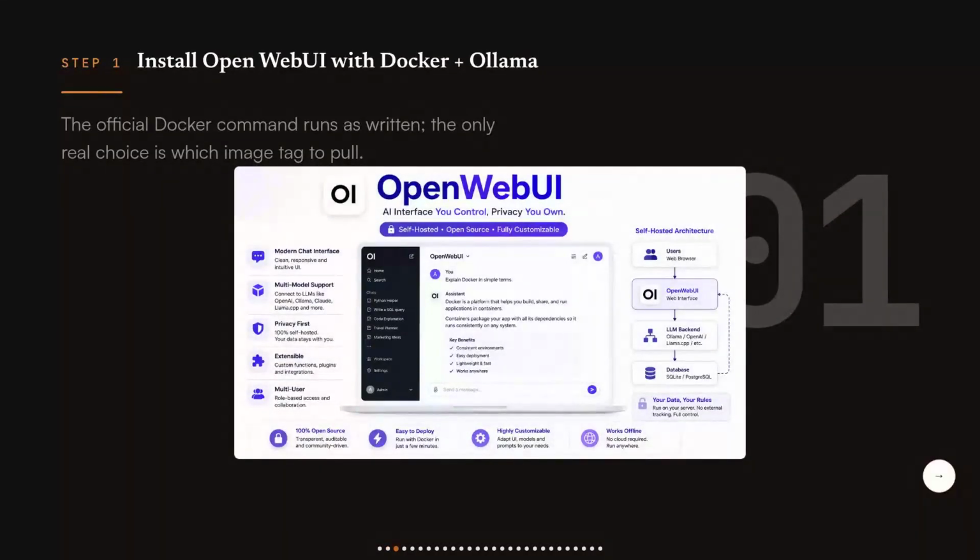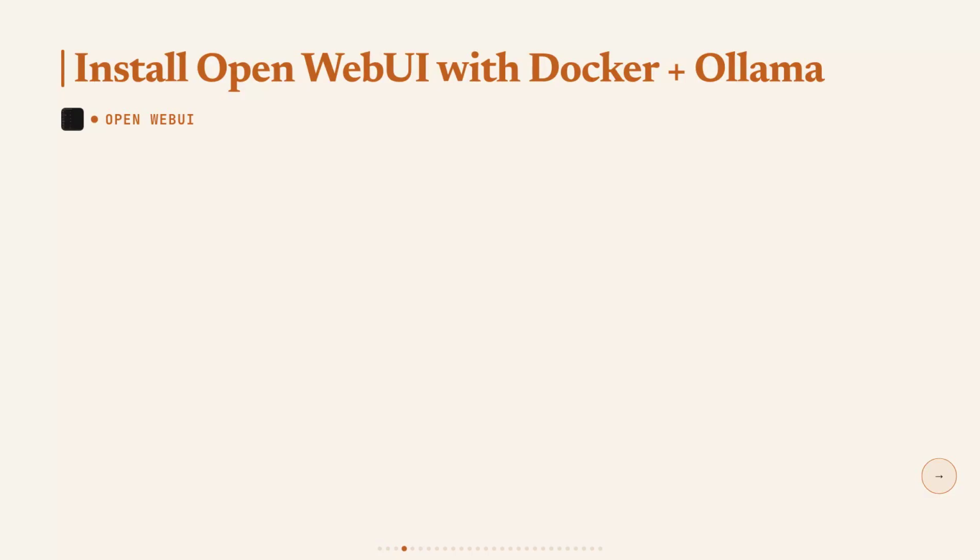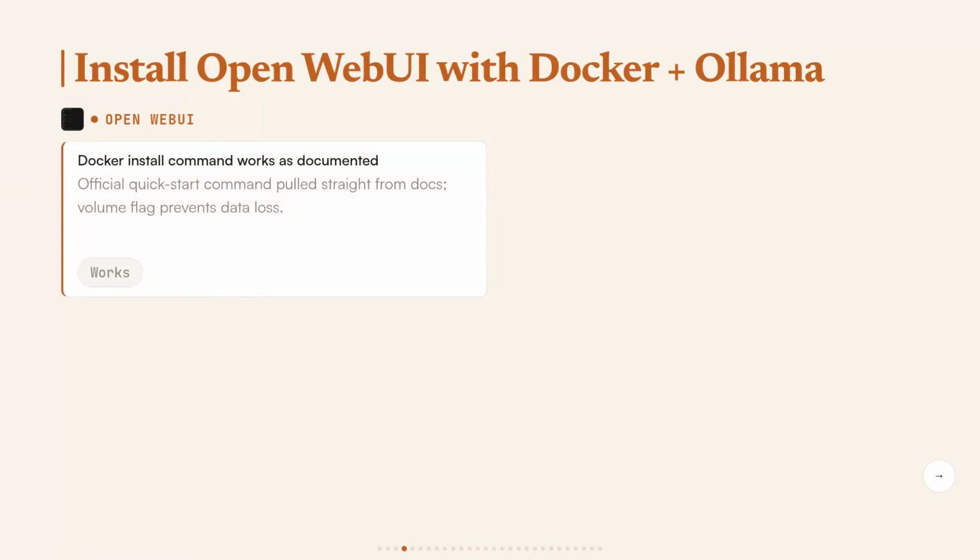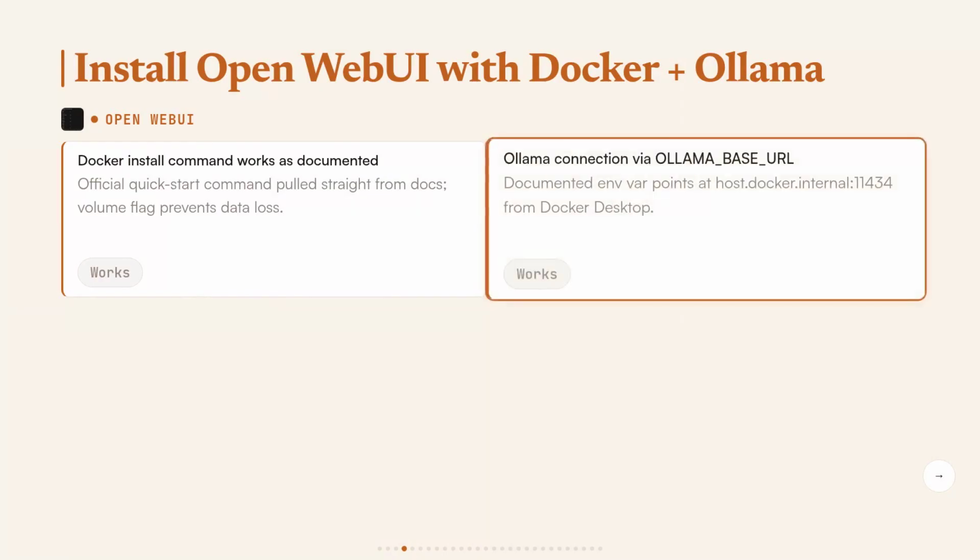According to official docs, the basic install is one line. Pull the image, mount a persistent volume, done. Want Ollama bundled in the same container? There's a separate .ollama tag that does exactly that. No second install. Running Ollama separately on Docker Desktop just needs one environment variable pointed at host.docker.internal.